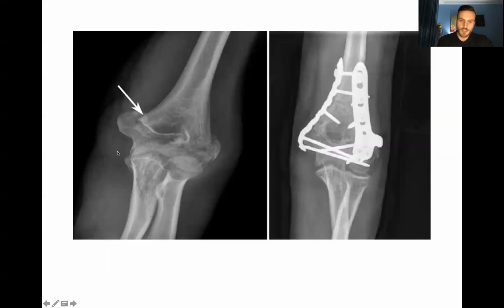This is an X-ray showing a fracture in here. You see the fracture line, and this is after fixation of it.